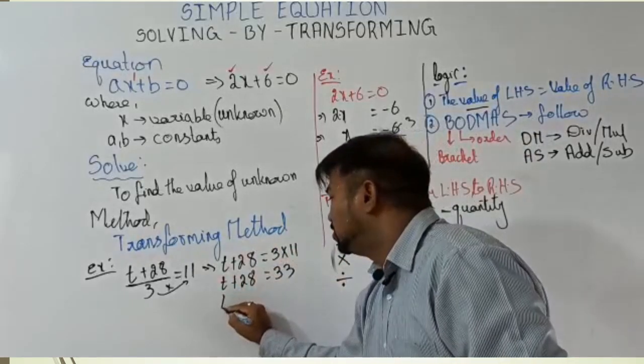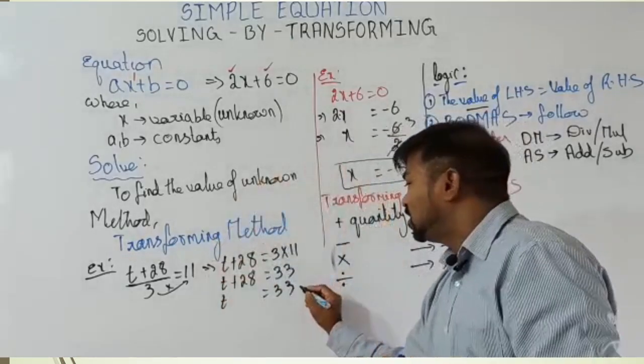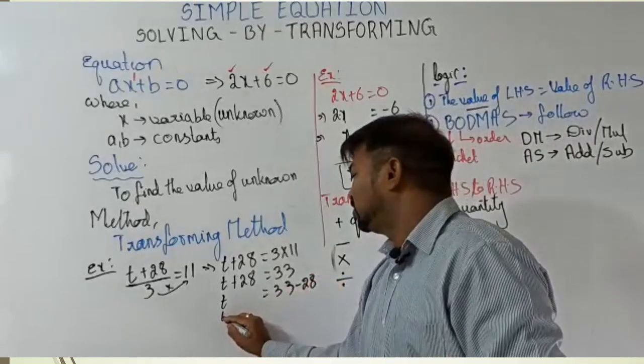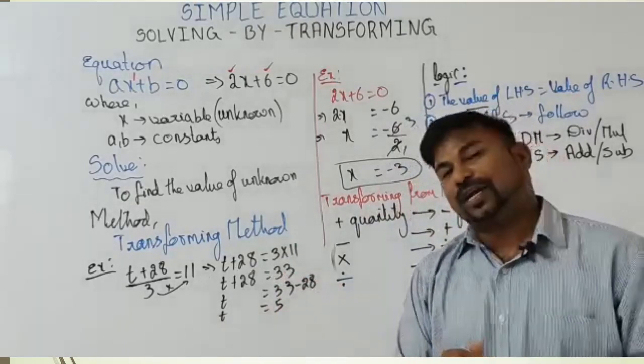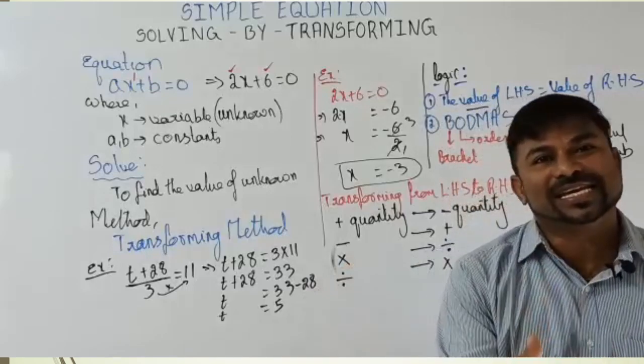So t equals 33 plus 28. If you send it to the other side, it's minus 28. If you simplify that, t equals 33 minus 28, which is nothing but 5. So you got the value of the variable. The value is t equals 5.